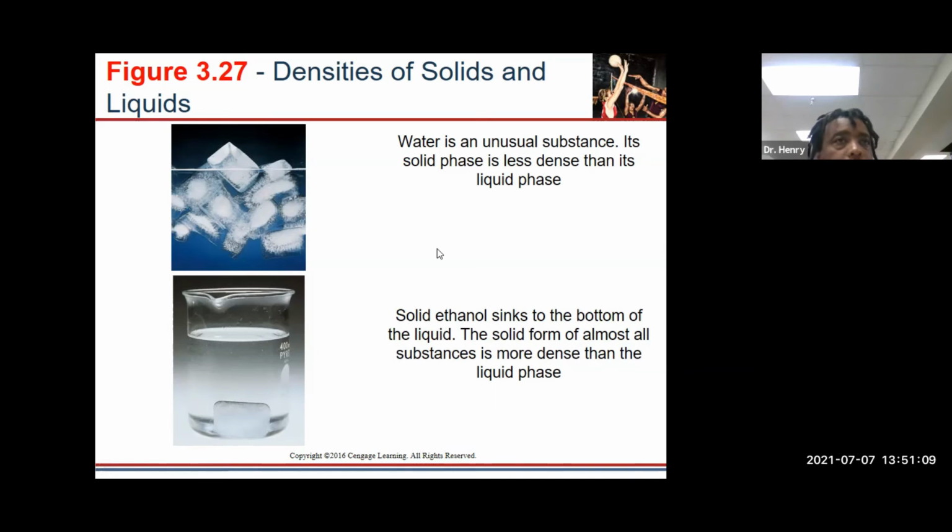Part of the reason is because ethanol doesn't form these nice air pockets because it's not as polar as water is. Since water has a large polarity, it's able to form those nice little air pockets, that nice little organization, where ethanol doesn't do that.